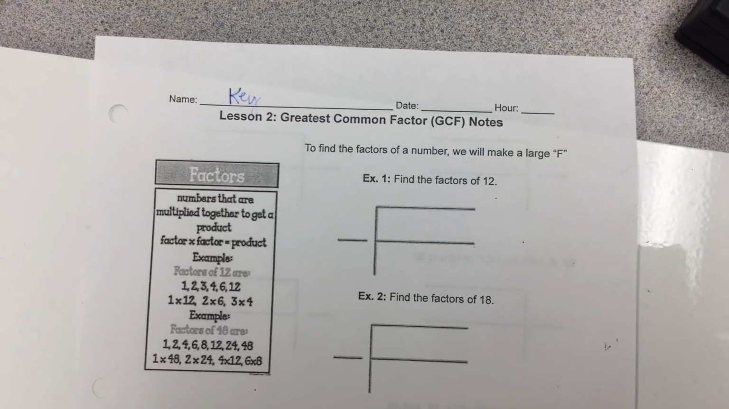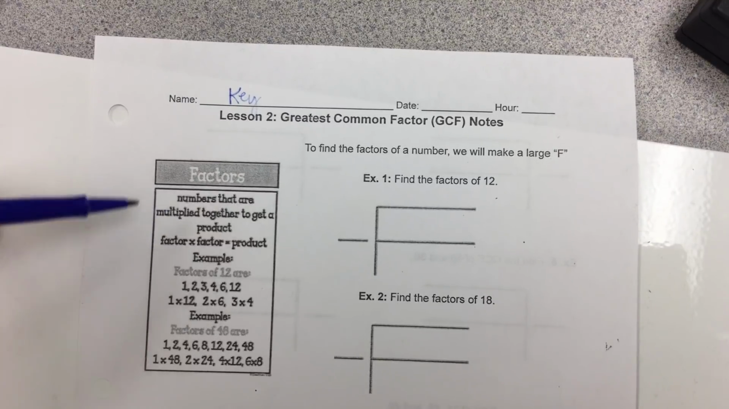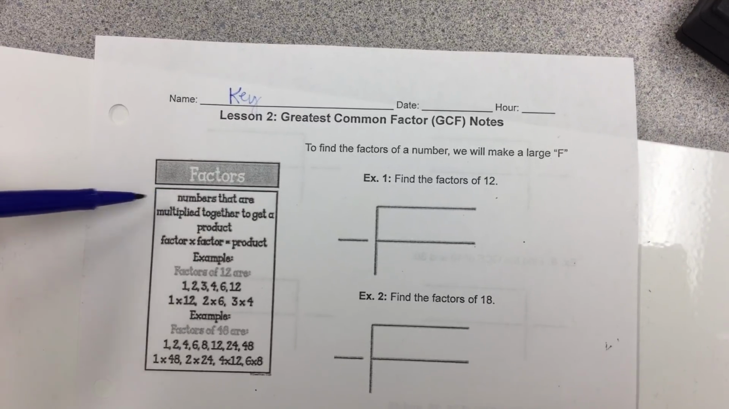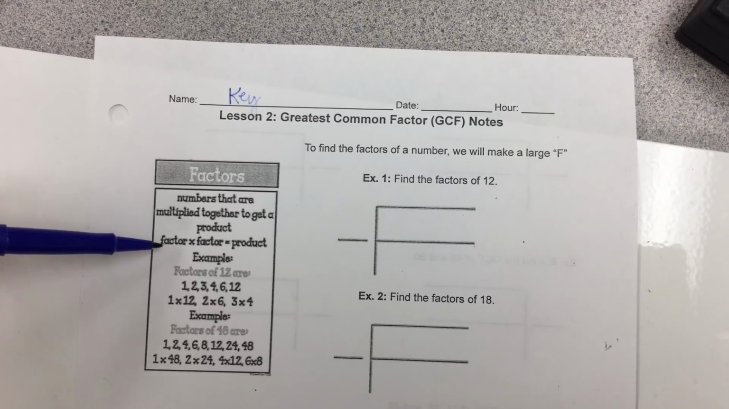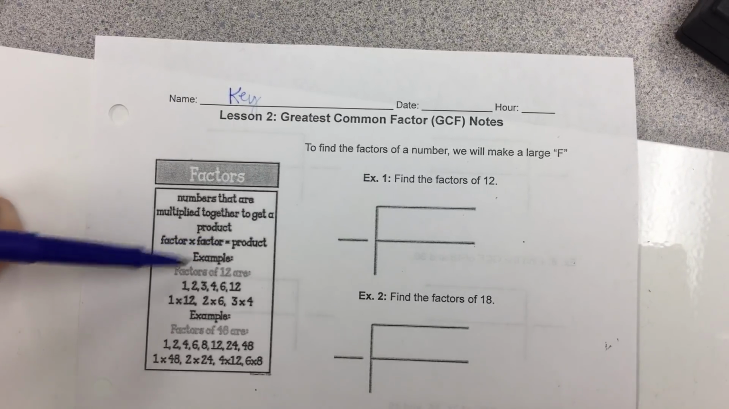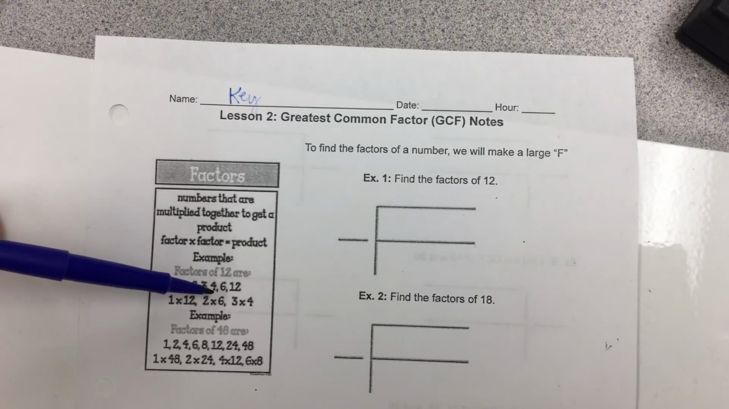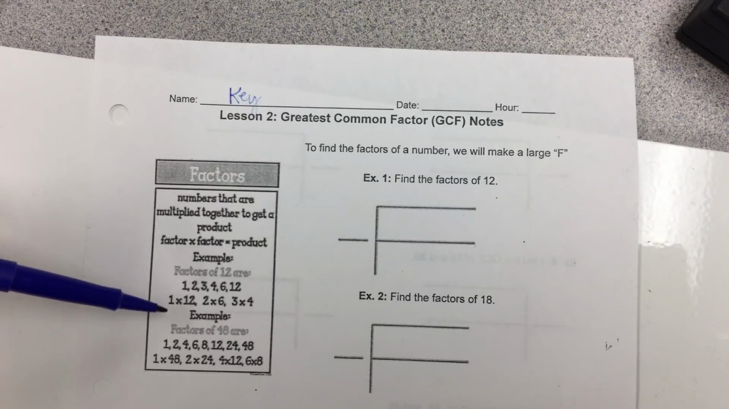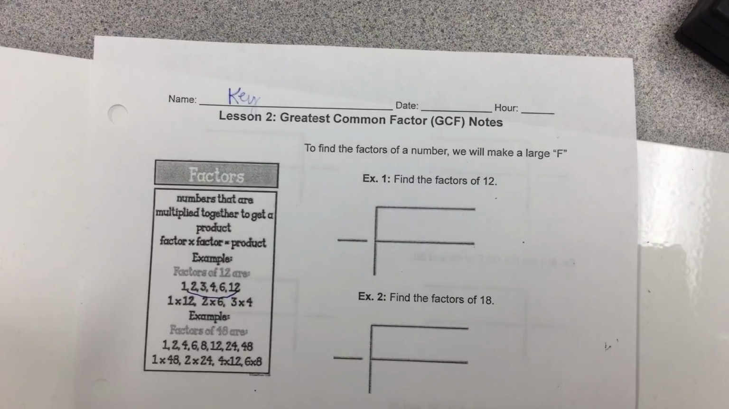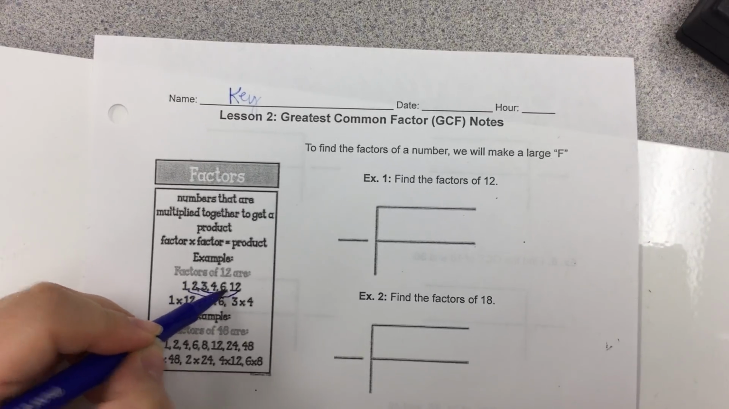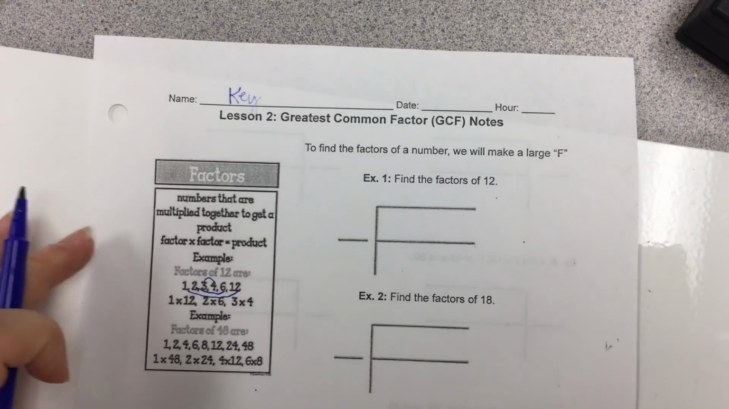In order to learn about greatest common factor, we need to review what a factor is. A factor or factors are numbers that are multiplied together to get a product. For example, a factor times a factor equals a product. So the factors of 12 are 1, 2, 3, 4, 6, and 12 because 1 times 12 equals 12, 2 times 6 equals 12, and 3 times 4 equals 12.